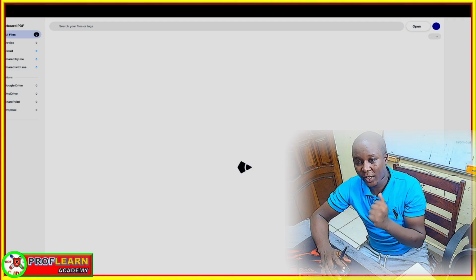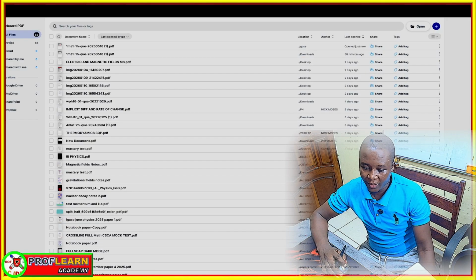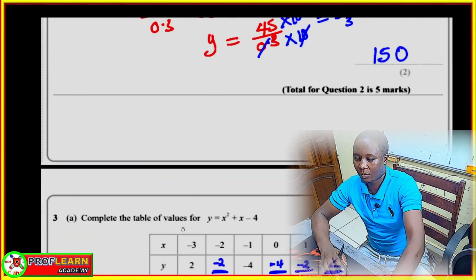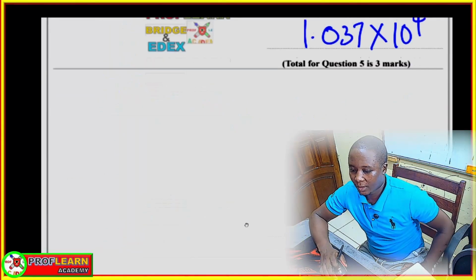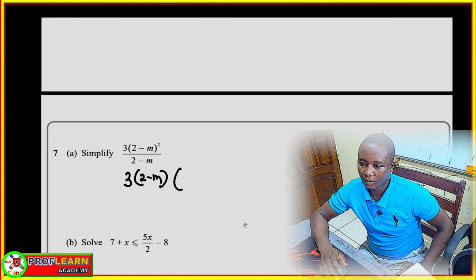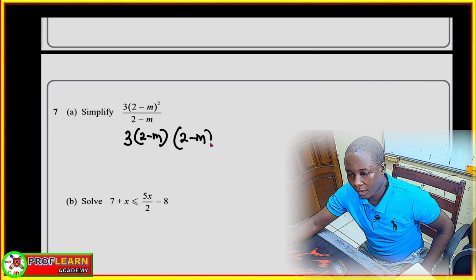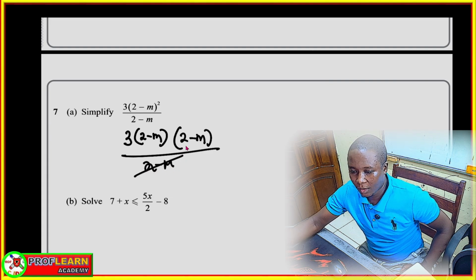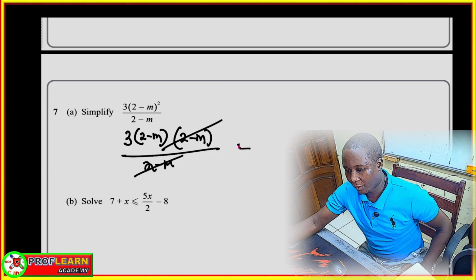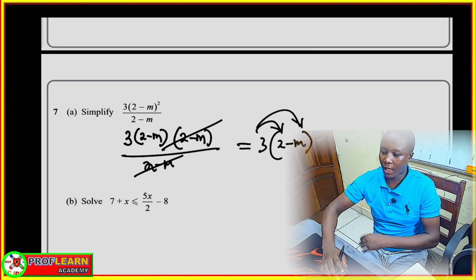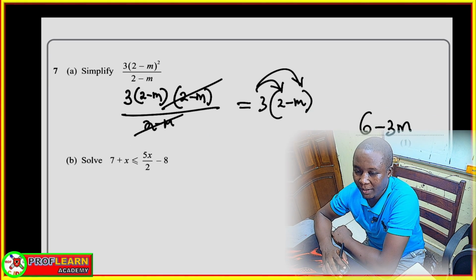Whenever you are given a question to do with simplifying an expression like that, you have to remember whether you are going to expand, and when you expand that, what is it going to become? Let's see what it becomes here. We have 2 minus m here also over 2 minus m. This and this will cancel out. Then if you expand here, you are going to have 3 times 2, again 3 times minus m. This becomes 6 minus 3m. Now that becomes our final answer in that particular case. So basically that is what you are supposed to do.